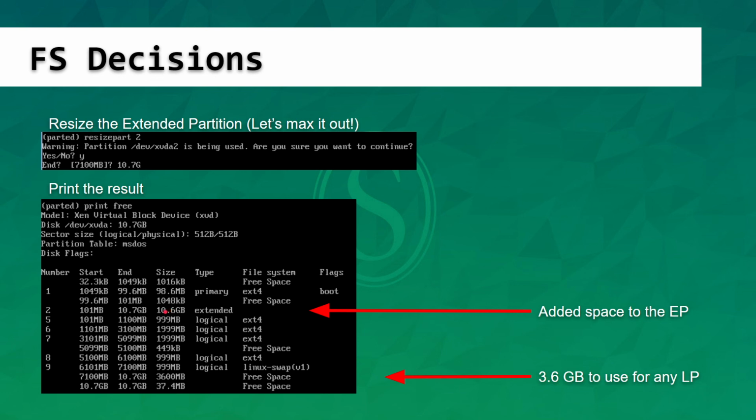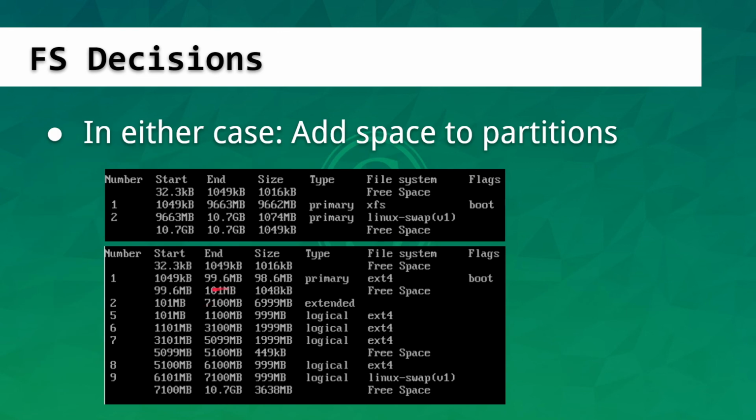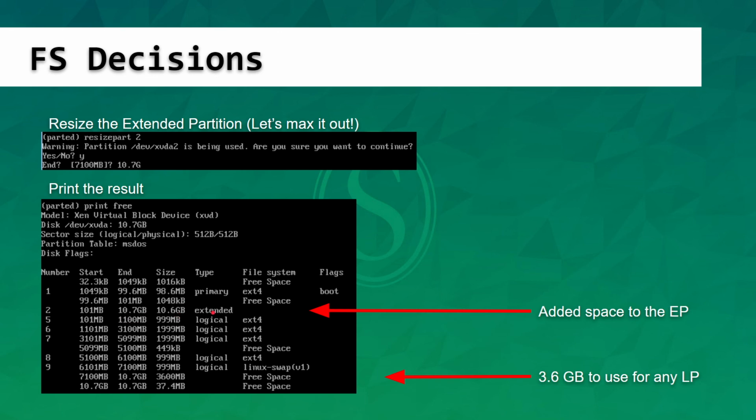And notice there's 2 lines. There's the 37.4 megabytes of free space, and then right above that there's that 3600 megabytes of free space again. But notice the start and the end. Partition 2, which is the extended partition, starts at 101 and goes to 10.7 gigs. Look at the end of that first line of free space down there. It ends at 10.7. So compared to before, we started at 101 and ended at 7100, and that free space started at 7100 and ended at 10.7. We moved that 3.6 gigs of free space into this extended partition.